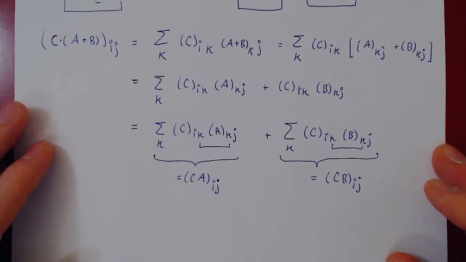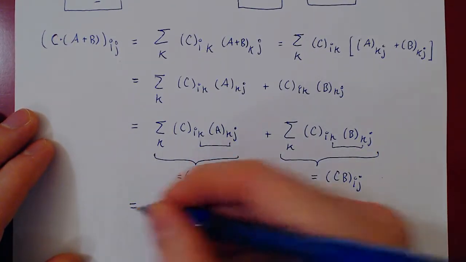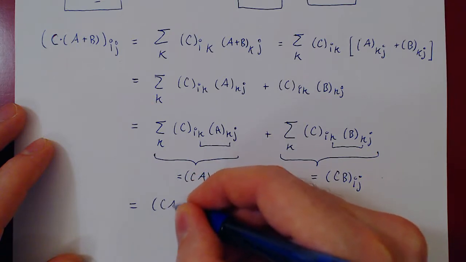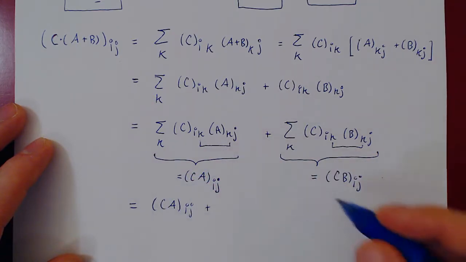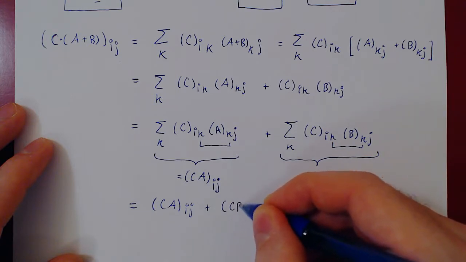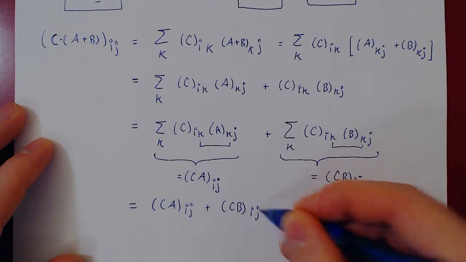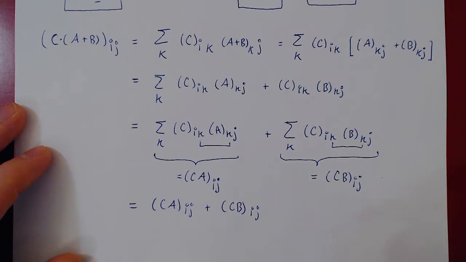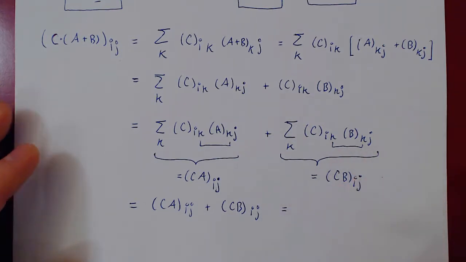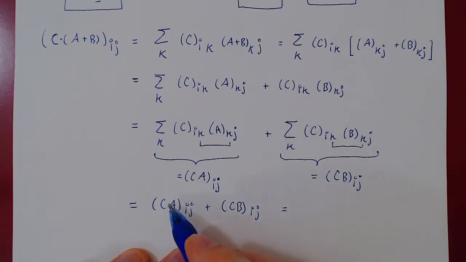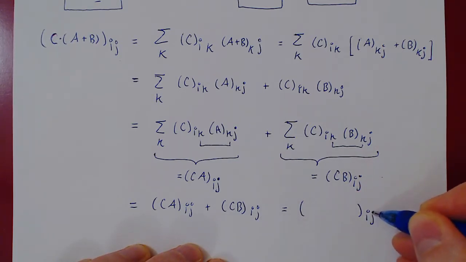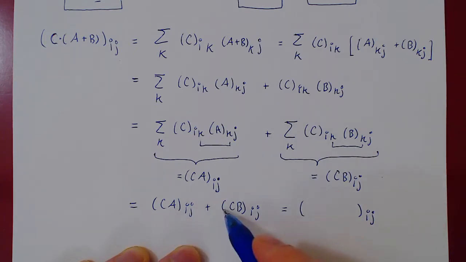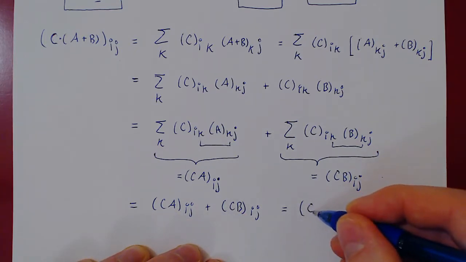So now we get something that will look much simpler. This is the entry of matrix CA in the ith row, jth column, plus the entry of matrix CB in the ith row, jth column. But if you think of it, when we are adding corresponding entries, this would be the exact entry in the ith row, jth column of the matrix CA plus CB.